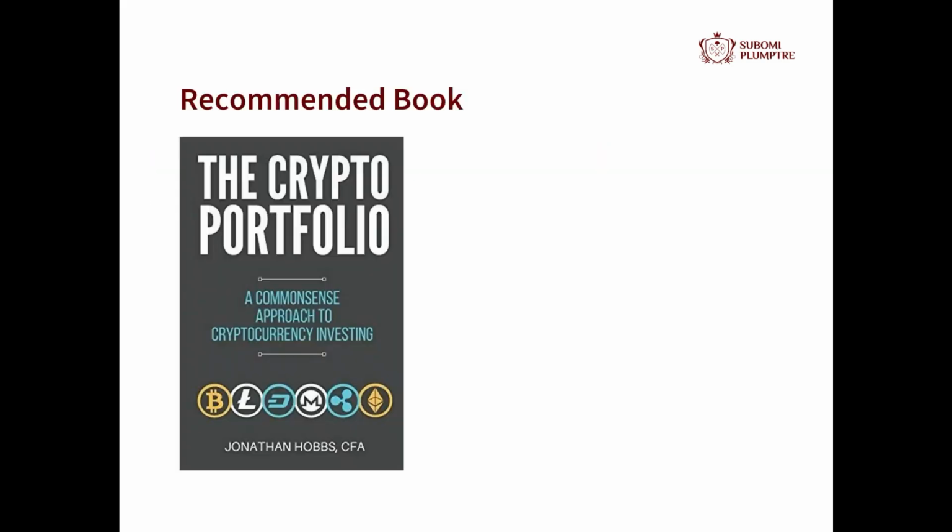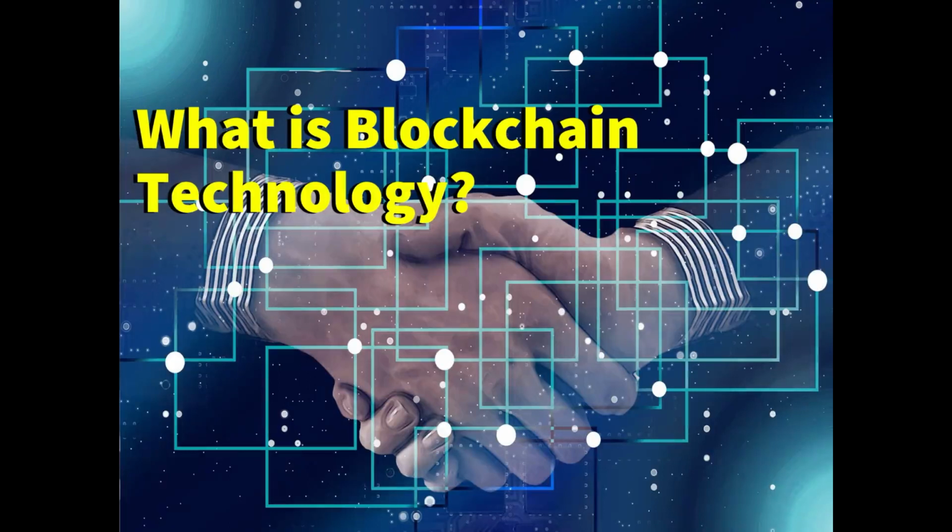So let's begin. First of all, I'll recommend this book by Jonathan Hobbs. It's called The Crypto Portfolio. For those who are new to cryptocurrency, what this book does is to provide an overview of the common terms, what cryptocurrency is all about from an introductory perspective. If you read this book, it will give you a pretty good understanding of cryptocurrency in simple language. So if you're a newbie to cryptocurrency, I will recommend this book. It's available on Amazon and you can get the e-copy on Kindle as well.